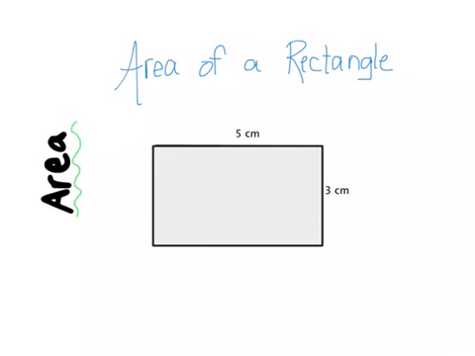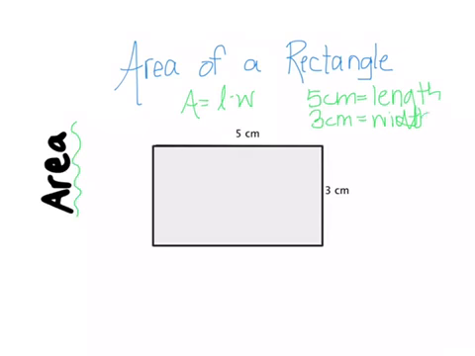Here I'm looking at the area of a rectangle, and I remember that area equals length times width. My rectangle here is 5 centimeters by 3 centimeters, so I can say that 5 centimeters is my length and 3 centimeters equals my width. With that, I know I can take my area equals 5 centimeters times 3 centimeters. This equals 15 centimeters squared.